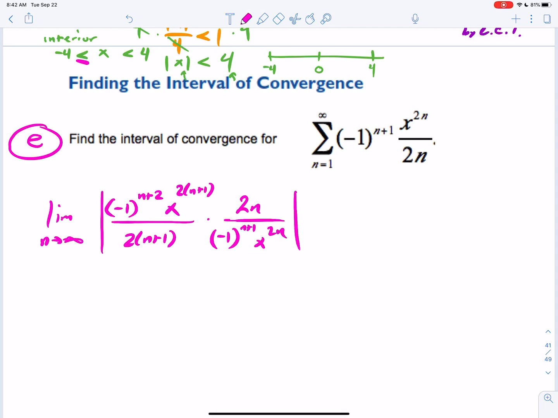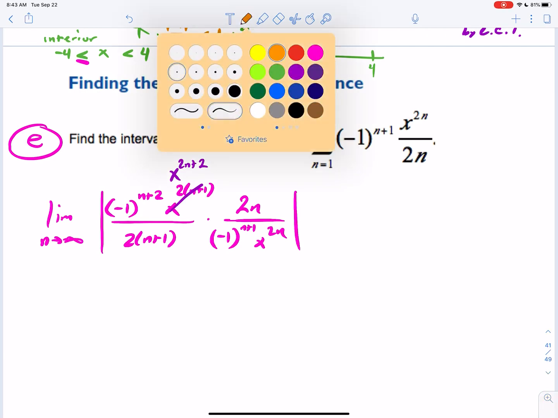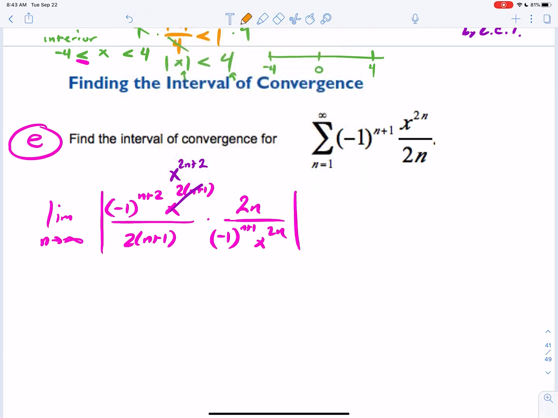Now here, it's not too transparent, but 2 times the quantity n plus 1 is really x to the 2n plus 2. All right? A lot of people will kind of forget that. That's why I always write it out. So here, x to the 2n and x to the 2n plus 2 will cancel out, but you're going to be left with an x squared.